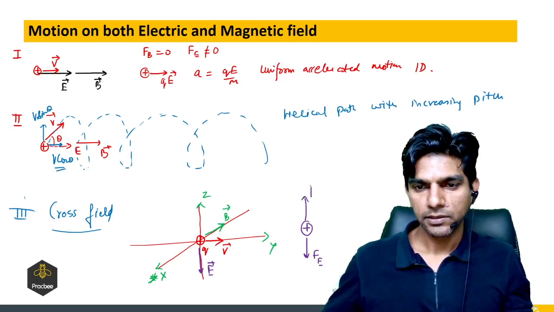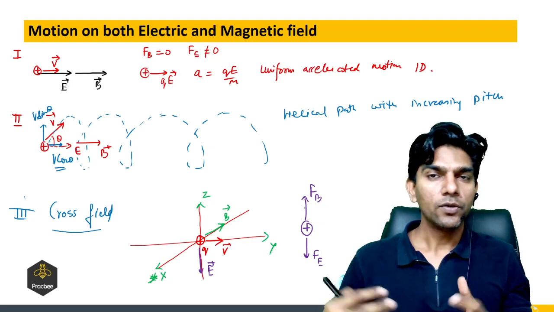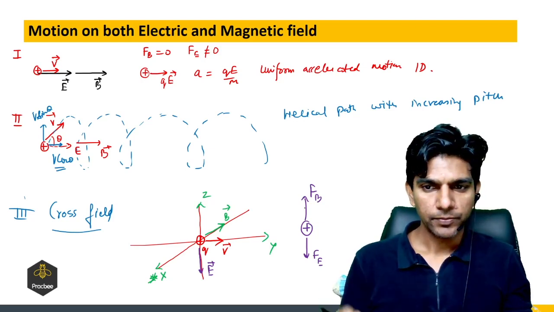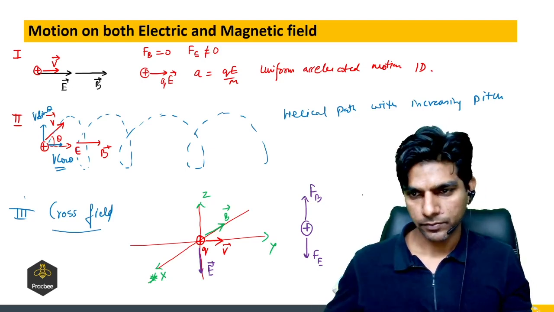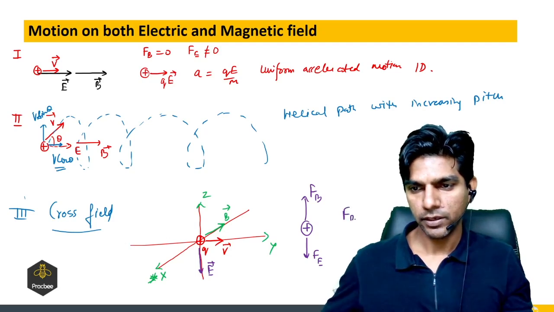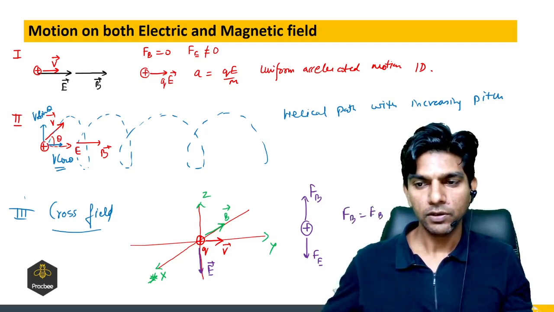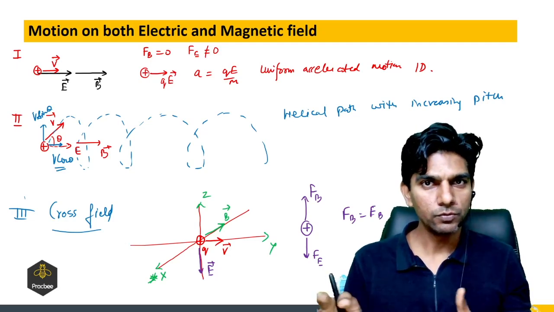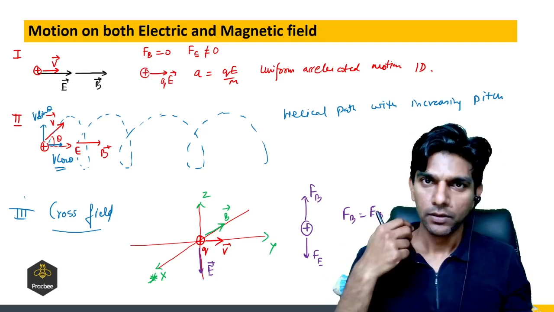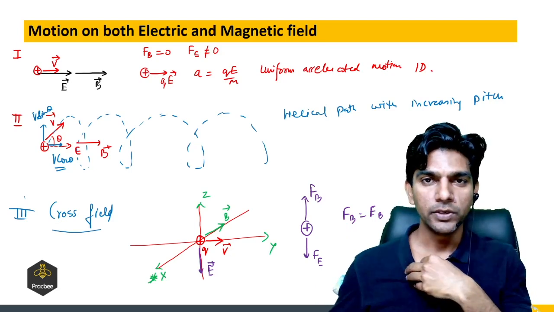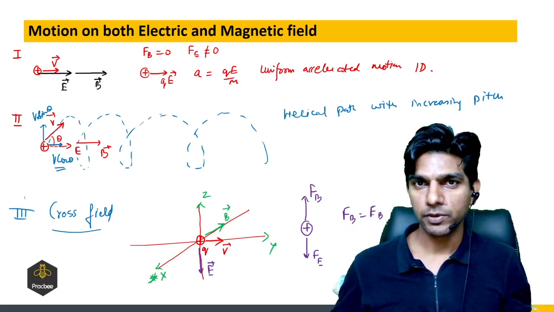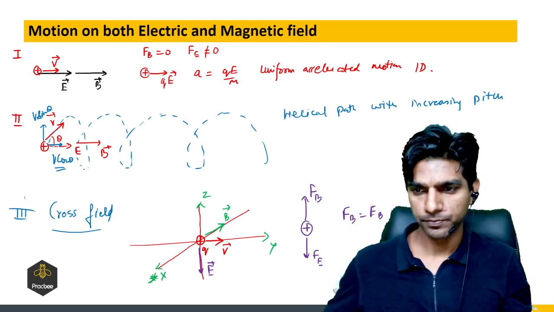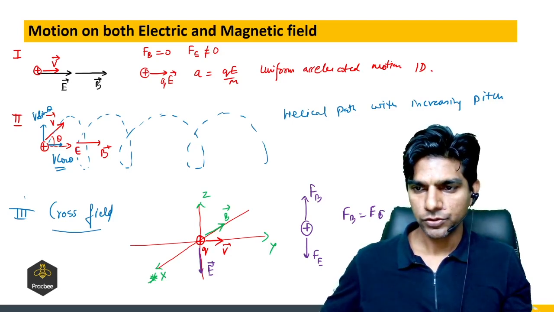So this is FB. Now if I keep the velocity such that FB and FE are equal, only in that case the particle's velocity will not change. It will be in uniform motion. That is Newton's first law, right? So there should be no net force acting on the charged particle if it is in a state of uniform motion. So FE should be equal to FB.